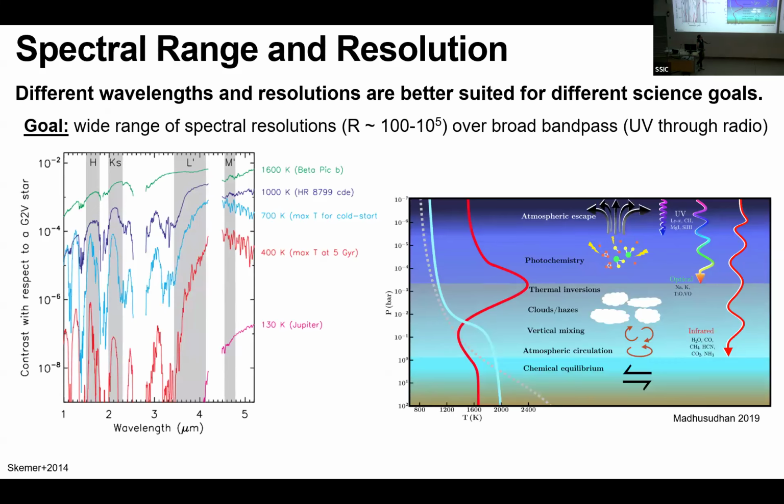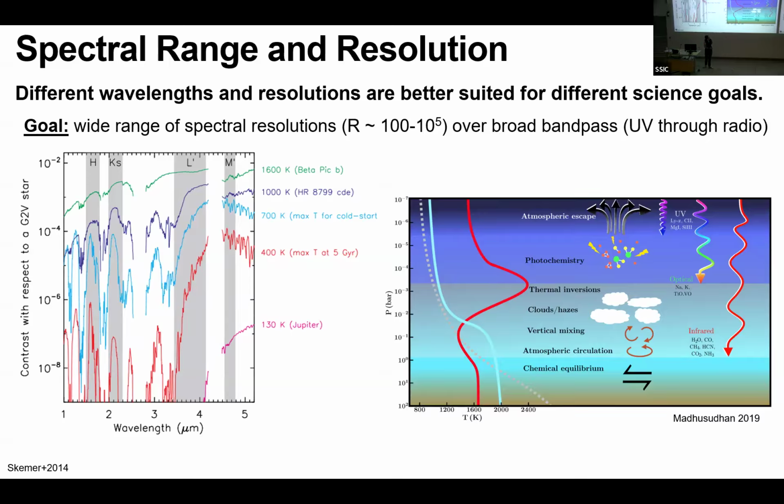Just a couple more technical things before we look at some instrument highlights. One is spectral range and resolution. So different wavelengths and spectral resolutions are going to be better suited for different science goals. So the big picture goal here is to have a wide range of spectral resolutions over broad bandpass. A couple of examples of optimizing here are, for example, if you wanted to detect cold planets in direct imaging, the colder you get, the more of their light they're going to emit in the thermal infrared. So you might, for example, design an instrument to operate between 3 and 5 microns if you want to get down to a few hundred Kelvin.